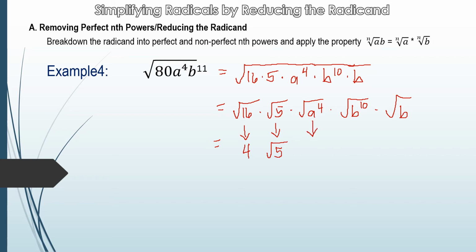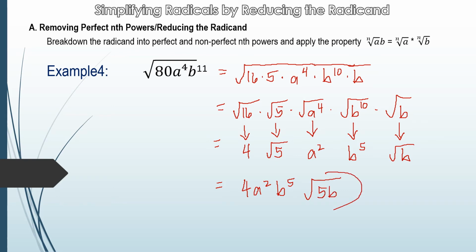The square root of a to the 4th power is a squared. The square root of b raised to the 10th power is b raised to the 5th power. We simply divide the exponent by the index. 10 divided by 2, so we get 5. And then bring down square root of b. So let us simplify our answer. So we have 4a squared b to the 5th power times the square root of 5b.